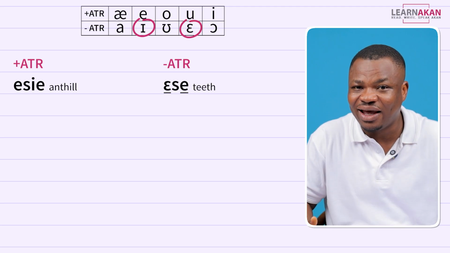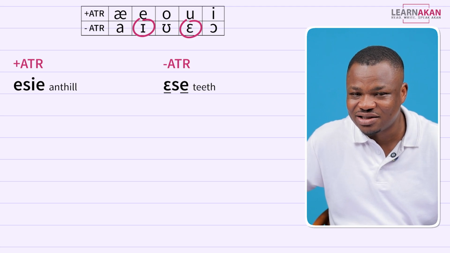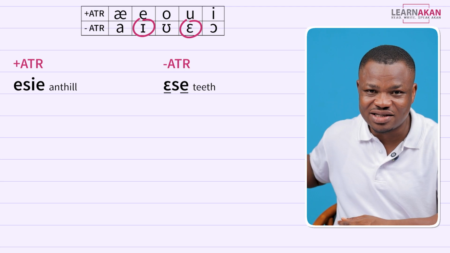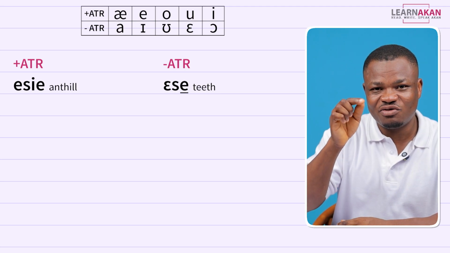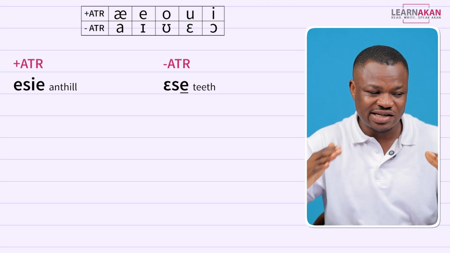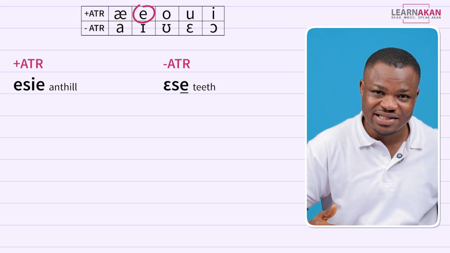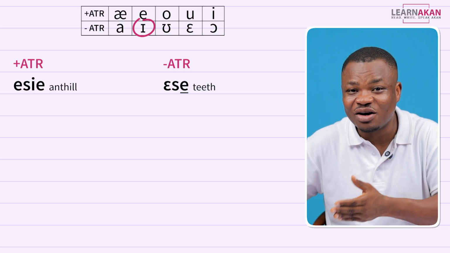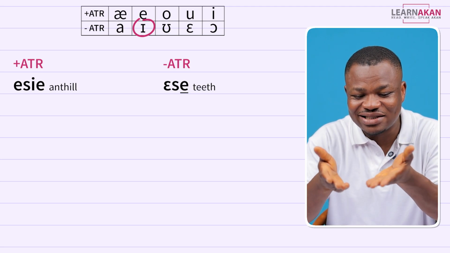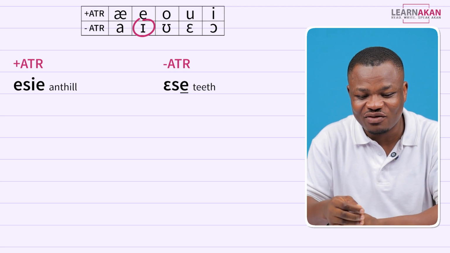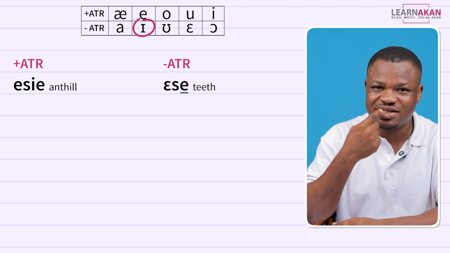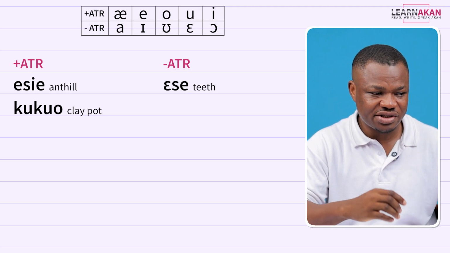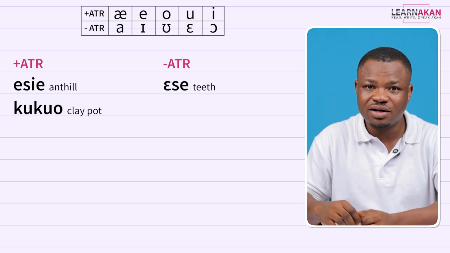Because once we had the first vowel, which is from the minus ATR set, we were almost certain that the other vowel sound will be from the minus ATR set as well. So since the vowel E represents 2 sounds, and one of them is plus ATR, which is the regular E, and the other is minus ATR, then we know that this will be the minus ATR one, right? So we have a sing, which is the teeth. We can also have kuku, which is the traditional pot that we have here.